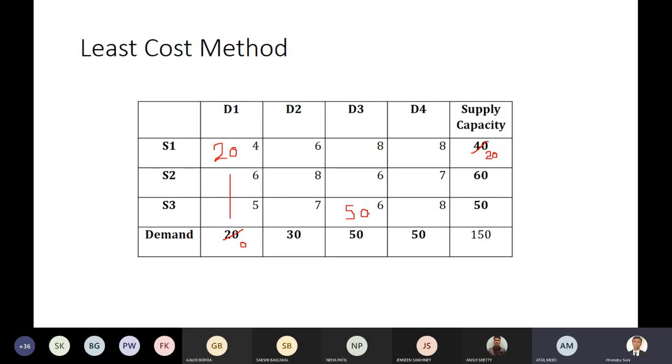If I allocate 50 here, my demand for D3 gets exhausted, and I will not be requiring any allocations in these two cells. At the same time, the supply capacity of S3 has also been exhausted. So that means no further allocations would come here, neither here. Clear? What is the next least cost cell?